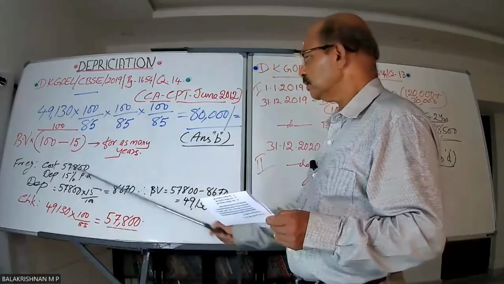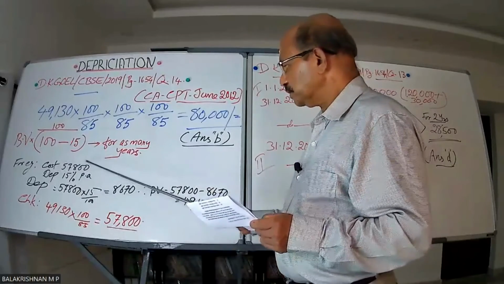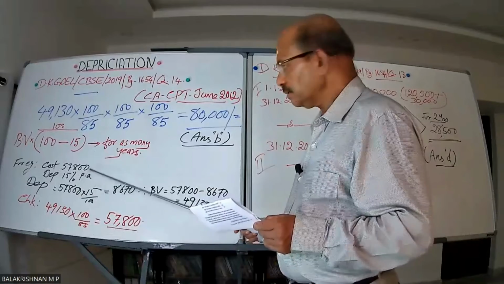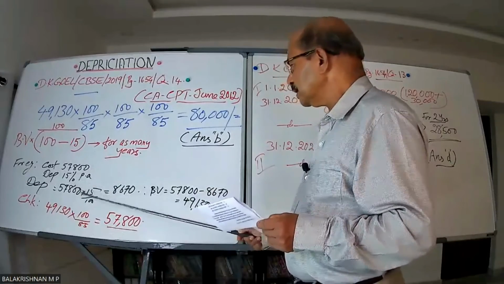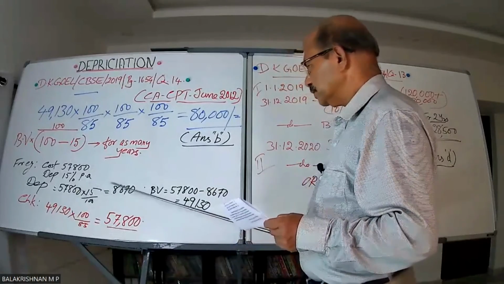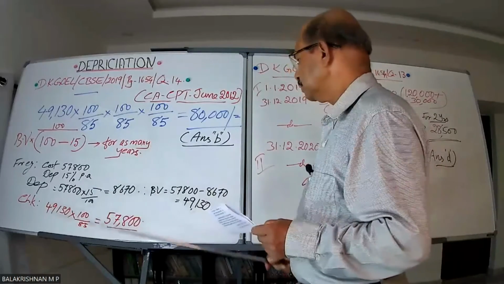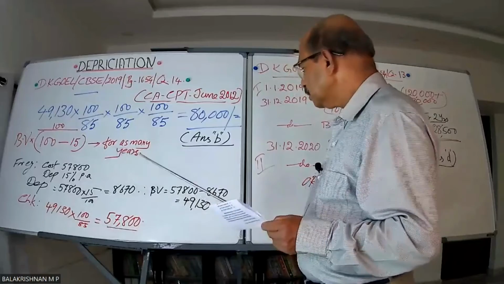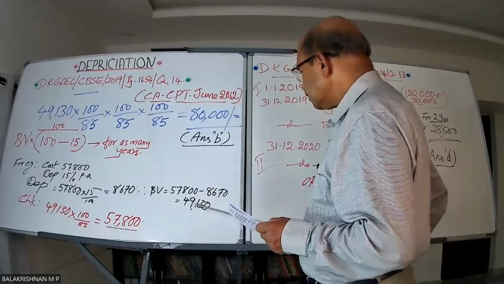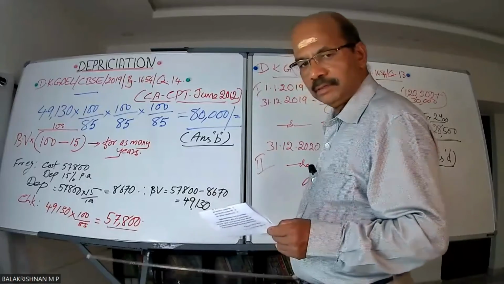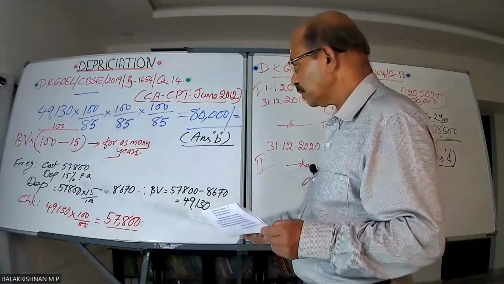Let us assume the cost of machine is 57,800. Depreciation is 15% per annum. So naturally, depreciation amount will be 8,670 because 57,800 into 15 upon 100. Then book value will be how much? 57,800 minus 8,670, 49,130. Now let us check by adapting this formula.